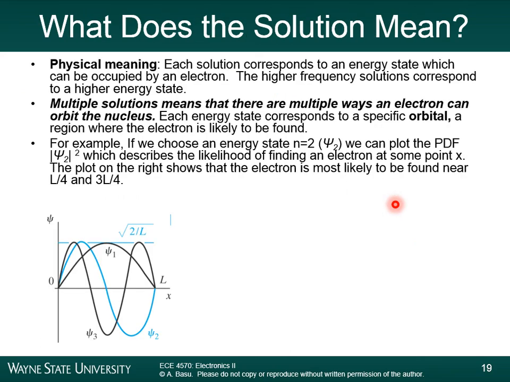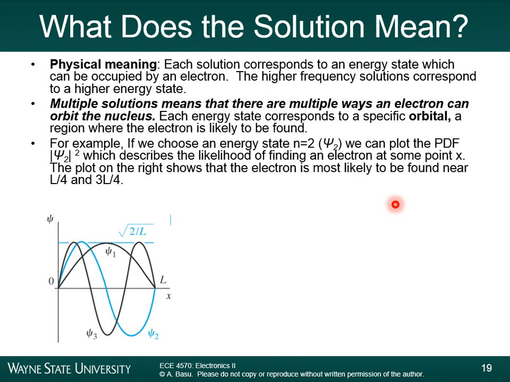Now, what does the solution physically mean? Each solution corresponds to an energy state which can be occupied by an electron. Higher frequency solutions correspond to higher energy states. Let's connect this as well. We were talking about the Bohr model of the atom, right? Where the Bohr model of the atom says electrons are orbiting the nucleus at different energy levels. You have n equals 1, n equals 2, and so on. Higher values of n correspond to higher energy levels, larger orbits around the nucleus, right?